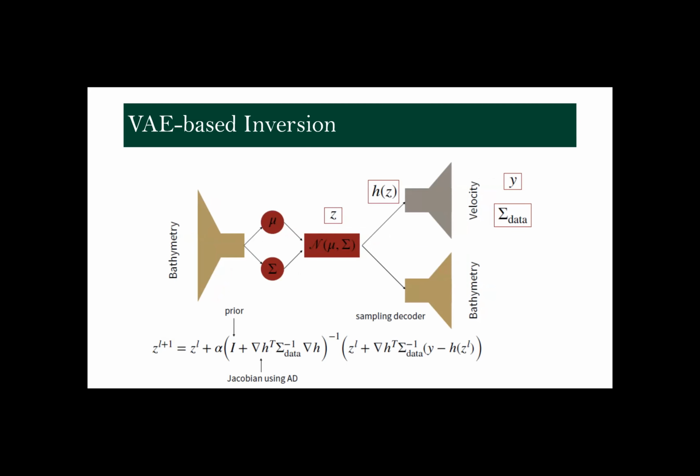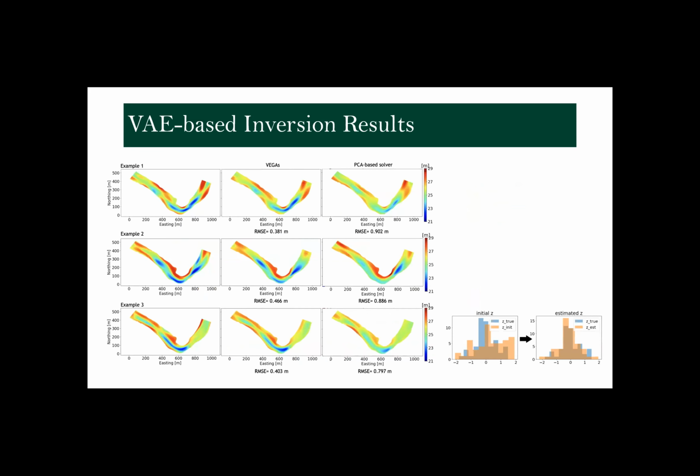And so here now, you can construct the Jacobian, or sensitivity, or gradient of the forward operator using automatic differentiation. And so you can actually update the estimation variable, such as bathymetry or permeability and other things, easily and in a second, once you train your autoencoder.